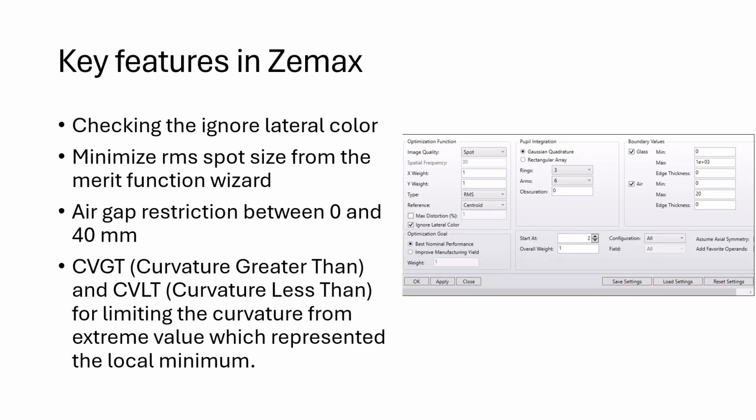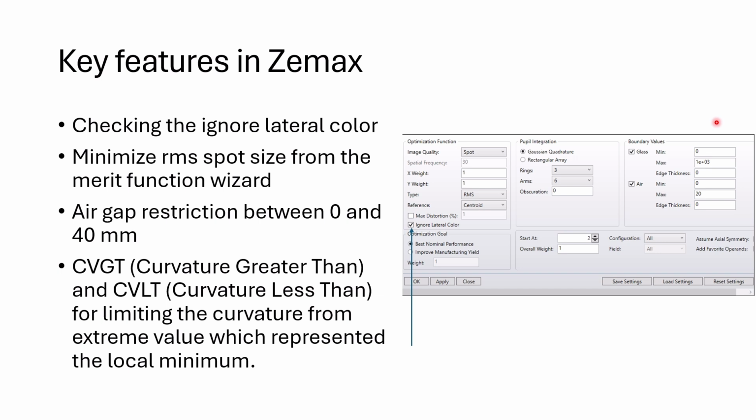So here were the key Zemax optimization techniques that were the most helpful in this project. The most important optimization feature was checking the ignore lateral color box. So this is in the optimizer wizard, and when unchecked, the merit function is set up in a way to try and reduce chromatic aberration as much as possible. However, it only does this at the imaging surface. So it doesn't do this anywhere else in the system, just the imaging plane.